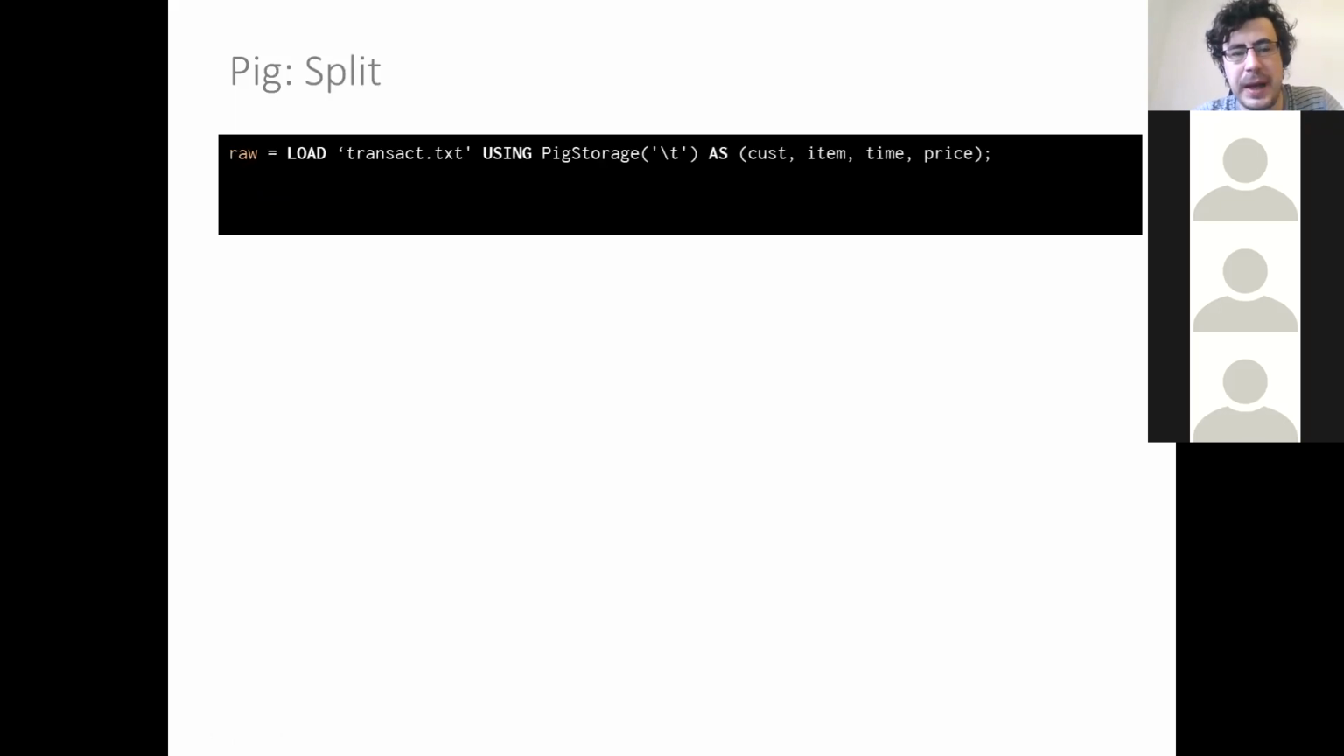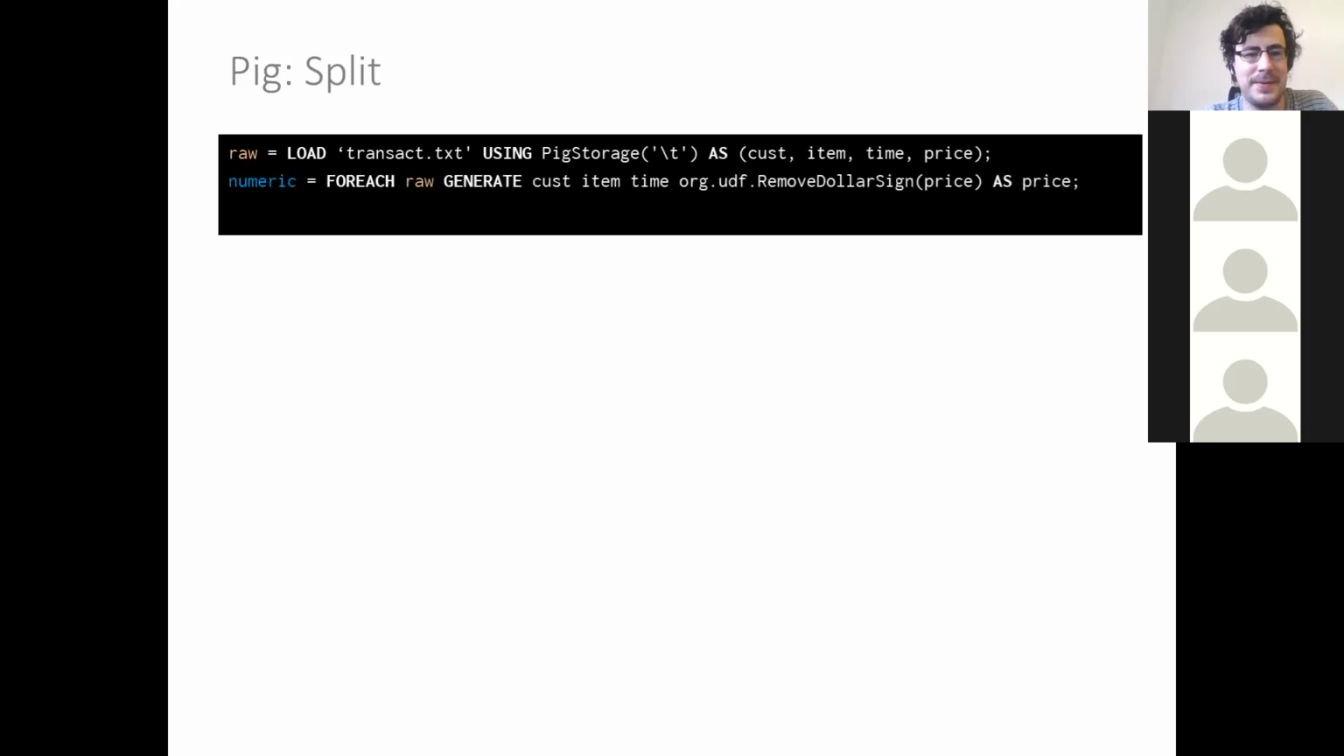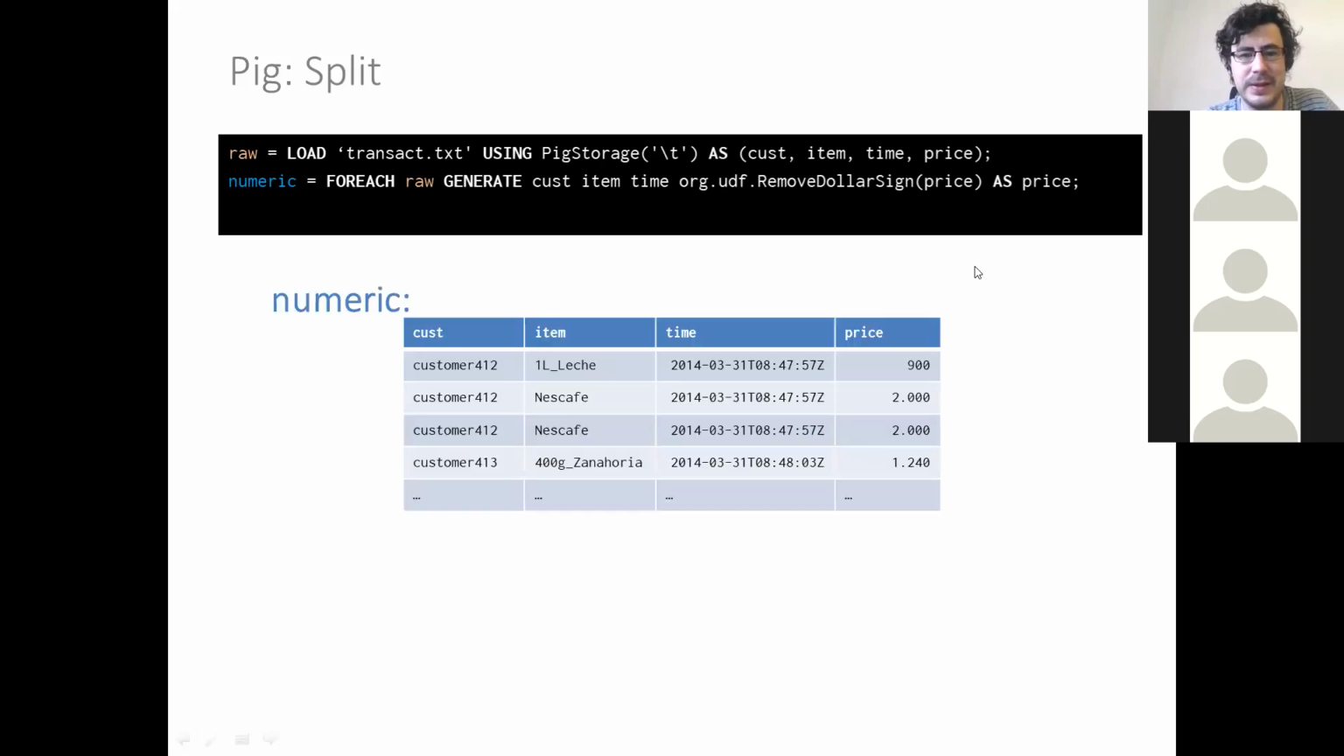Another operator that we have is split. So if we use split, then we can create 2 relations. It's almost like the opposite of a union somehow. Or it could also be the same as applying 2 filters in sequence, right, over one table. So let's see an example. So we're going to use a UDF to remove the $ from the price and just return it as an integer. And then we can use split.